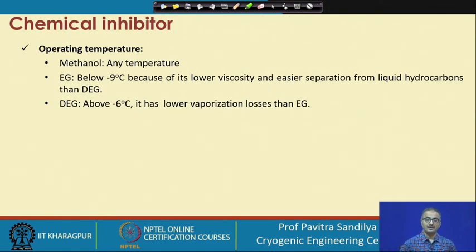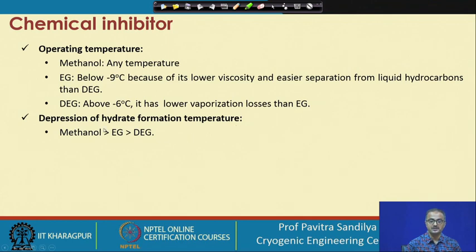Now, let us see how these different thermodynamic inhibitors are working. Like we are talking about the operating temperature. In this case, we find that methanol can operate generally at any temperature. The EG generally works better for minus 9 degrees centigrade or so, because of its lower viscosity and easier separation from the liquid hydrocarbons, whereas DEG is used generally above minus 6 degrees centigrade because it has lower vaporization losses than EG.